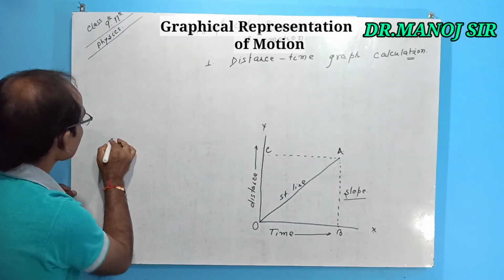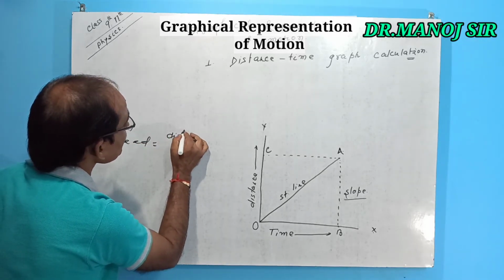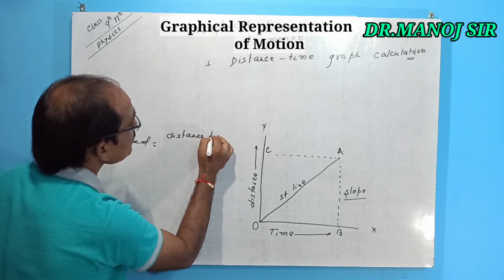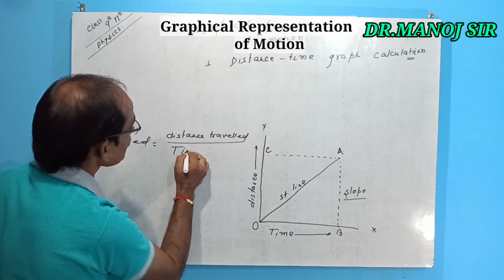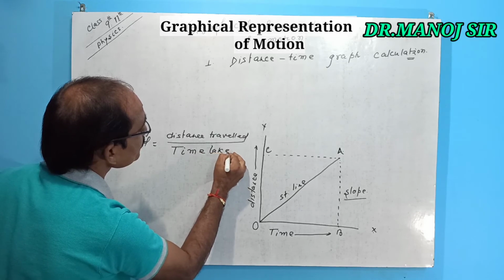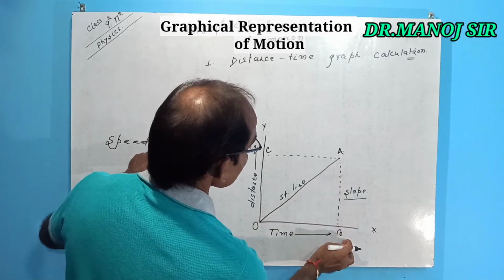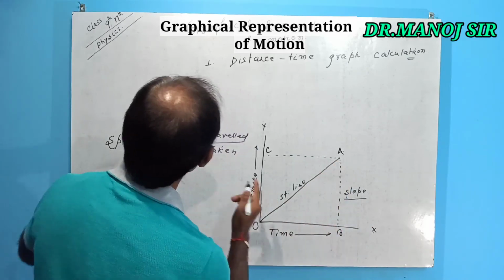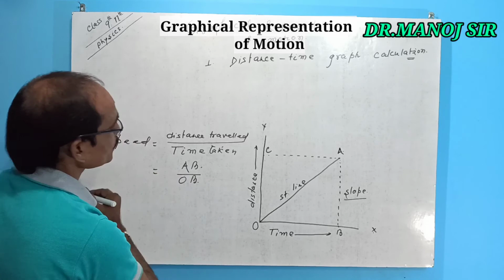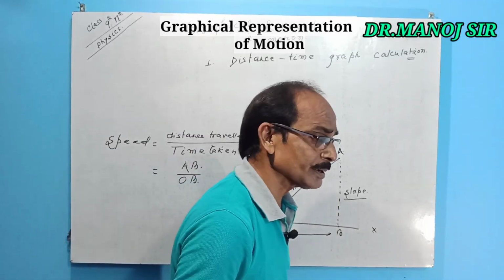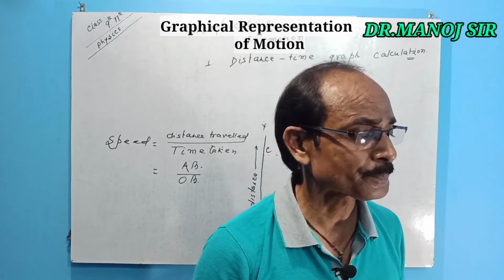That is, speed equal to distance traveled upon time taken, that is AB upon OB, where AB is the slope and OB is the time period.